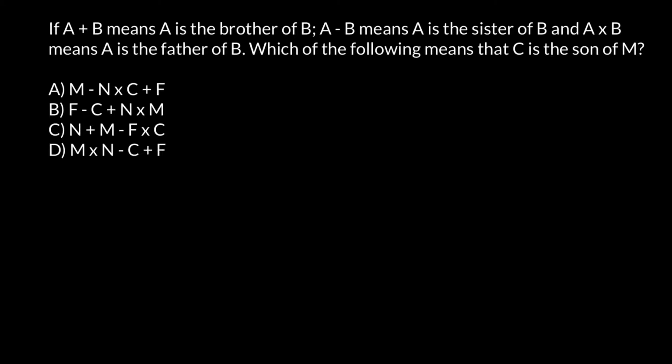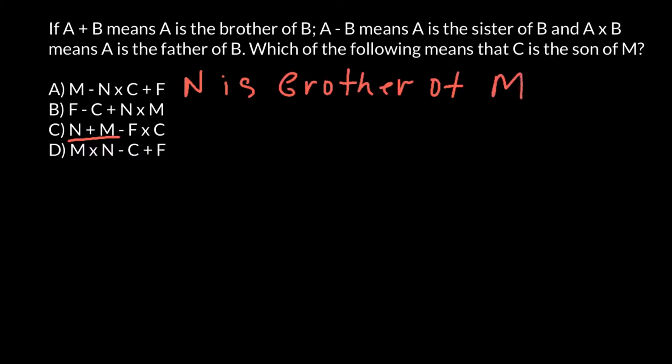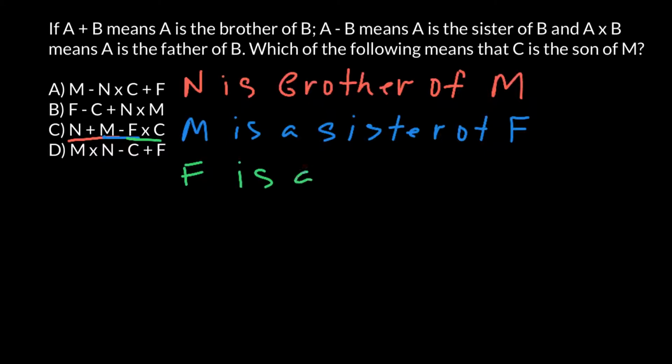Now variant C: N plus M, so N is a brother of M. Then M minus F means M is a sister of F. Next, we have F times C. That means that F is a father of C. Now let's check.